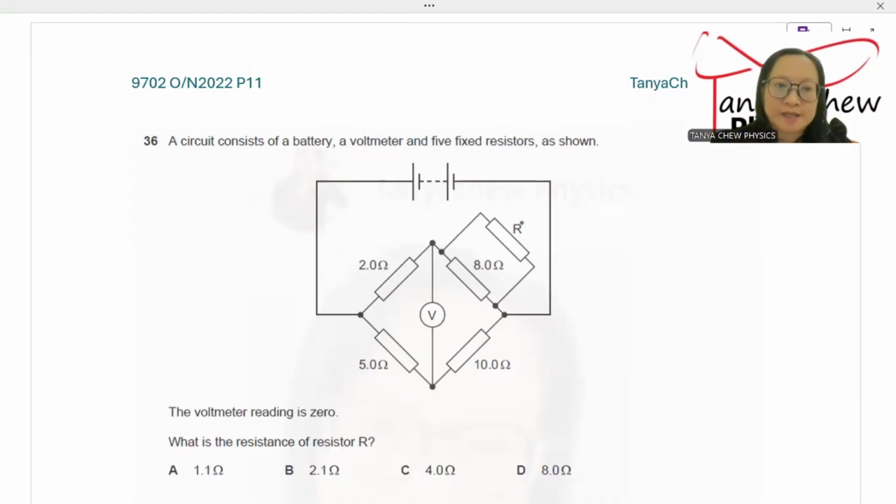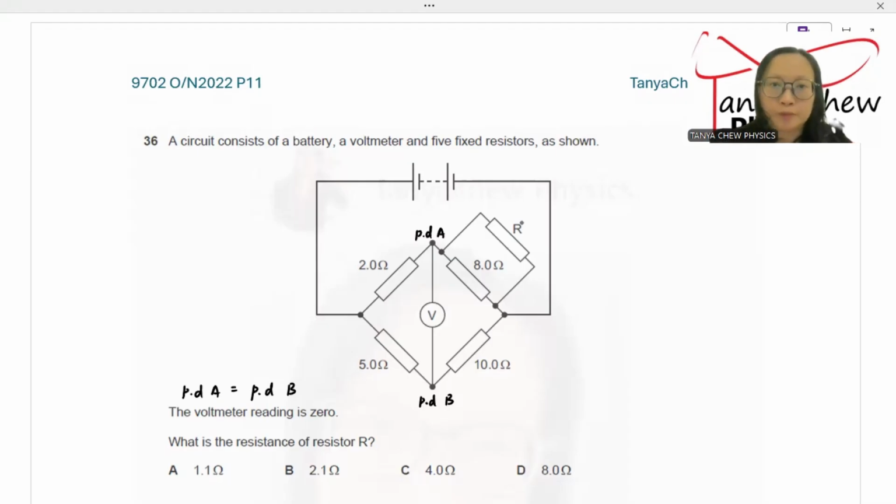Question number 36. A circuit consists of a battery, a voltmeter, and 5 fixed resistors as shown. The voltmeter reading is 0. That also means that the PD at point A, I just put a point, and the PD at point B will be the same. So PD at point A is equal to PD at point B. Now, what is the resistance of the resistor R?